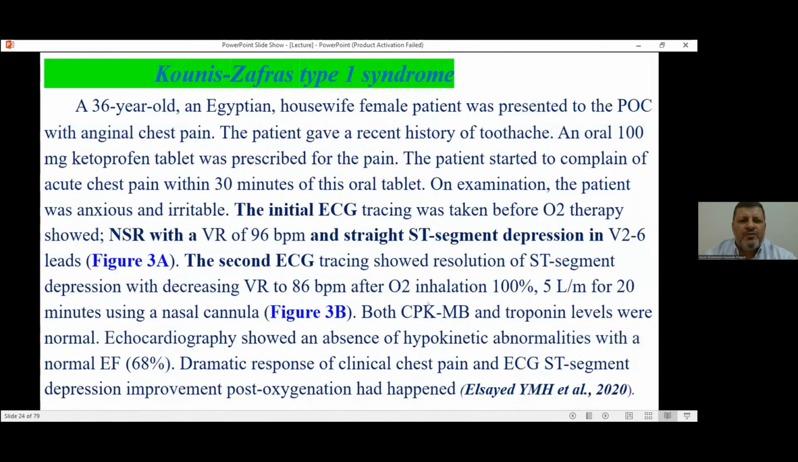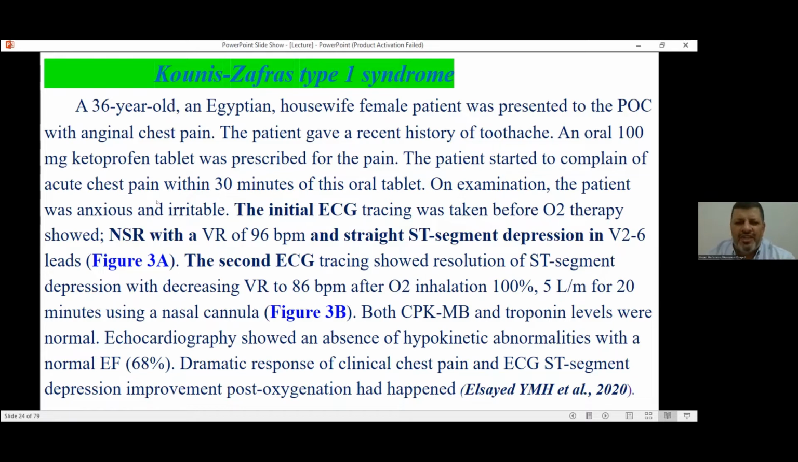Case number 2 is a case of Kounis syndrome. A 36-year-old Egyptian housewife presented to the physician's outpatient clinic with anginal chest pain. The patient gave a recent history of toothache. An oral 100 milligram ketoprofen tablet was prescribed for the pain. The patient started to complain of acute chest pain within 30 minutes of the oral tablet. On examination, the patient was anxious and irritable.